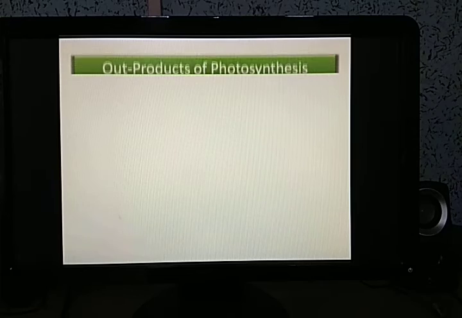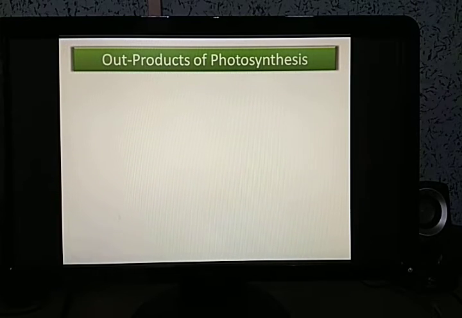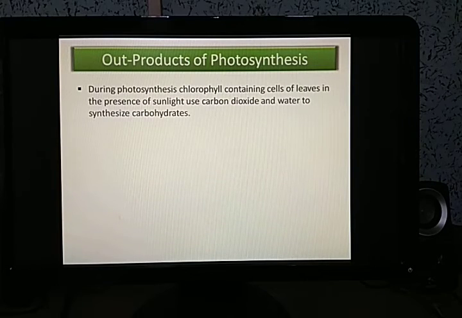Now moving on. Now, what are the products or the outproducts that we get from the photosynthesis? Now let us see. During photosynthesis, chlorophyll containing cells of leaves in the presence of sunlight use carbon dioxide and water to synthesize carbohydrates. So, in the presence of sunlight, when carbon dioxide and water are being taken by the plant, what do they do? They synthesize or they prepare carbohydrates.